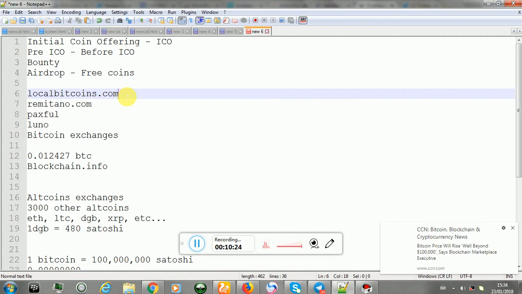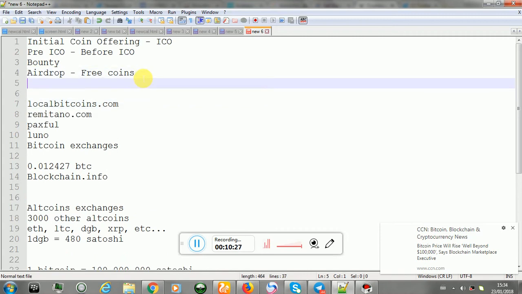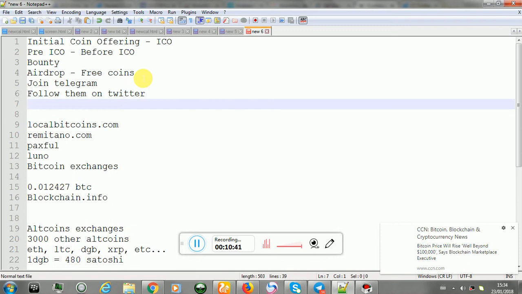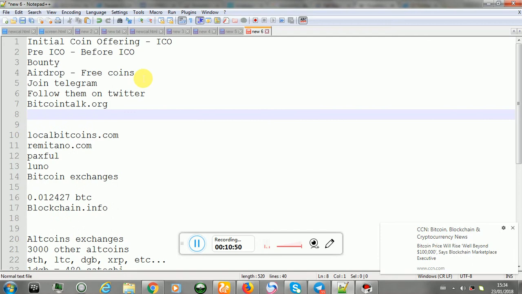And then some of them would require you to join them on Telegram. Another one would want you to follow them on Twitter, like I said earlier. Then another one would want you to contribute to their thread on bitcointalk.org. Another may want you to share some information on Facebook. Now, these are the primary things you need to do to actually get an airdrop.